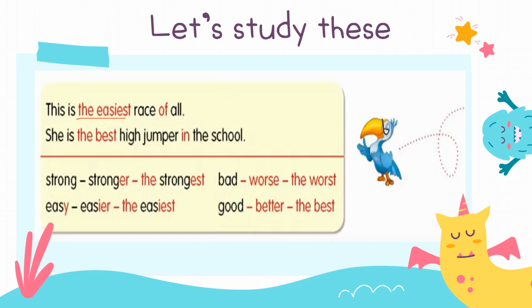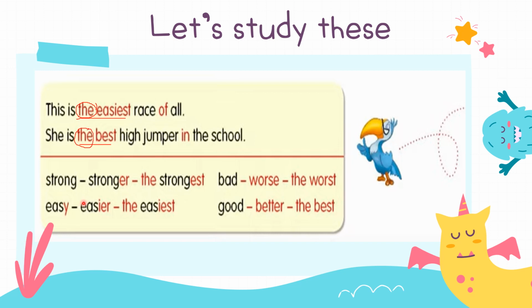So don't forget to put the word the and then followed with the adjective, the easiest. Alright, next sentence. She is the best high jumper in the school. So the superlative is the best. Okay, and don't forget to put the word the before the superlative.